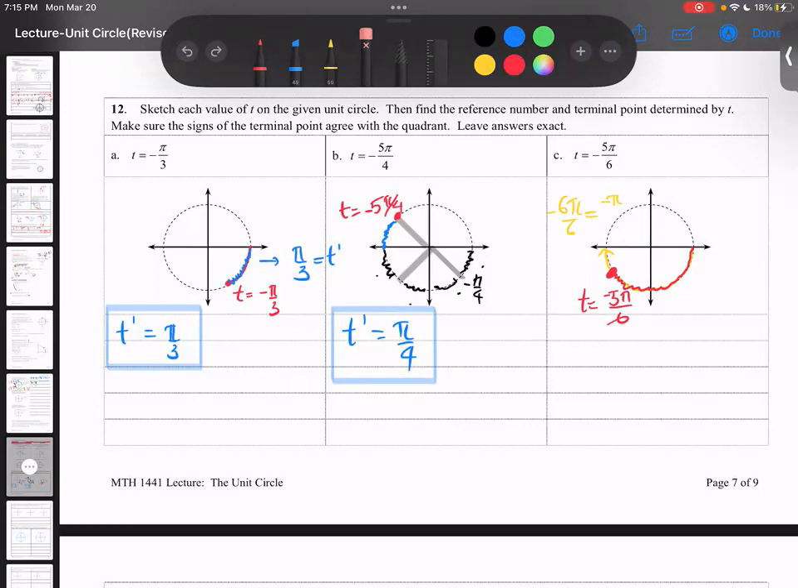All right, now I want t prime. Again, t prime is the shorter distance between the terminal point, which is the red one right there, to the x-axis. So that little itty bit right there, that's my t prime, the distance of t prime. So t prime equals what? 6 pi over 6 minus 5 pi over 6. Distance cannot be negative, remember? So we get pi over 6.